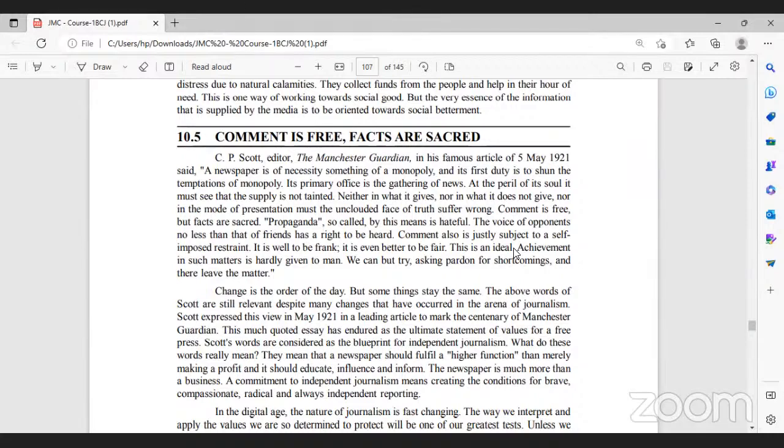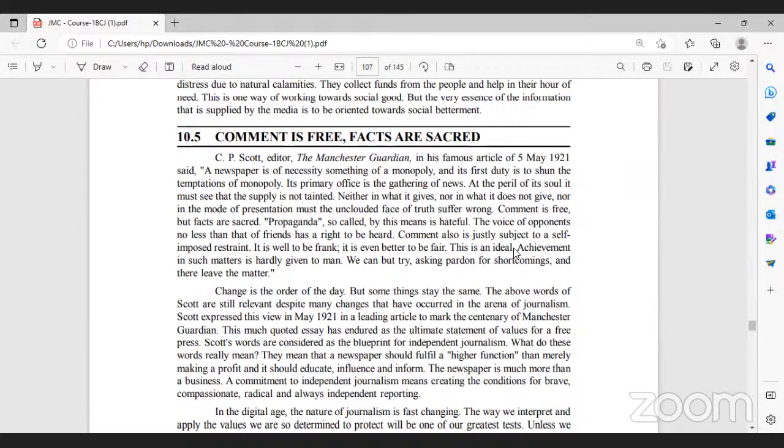So propaganda, so called by this means, is hateful. Here they also have to see that the voice of opponents, and not less than that of friends, has to be rightly heard. It is not that if you have the influence of a politician or anybody, XYZ, then only your voice should be heard. The voice of everybody should be heard properly.